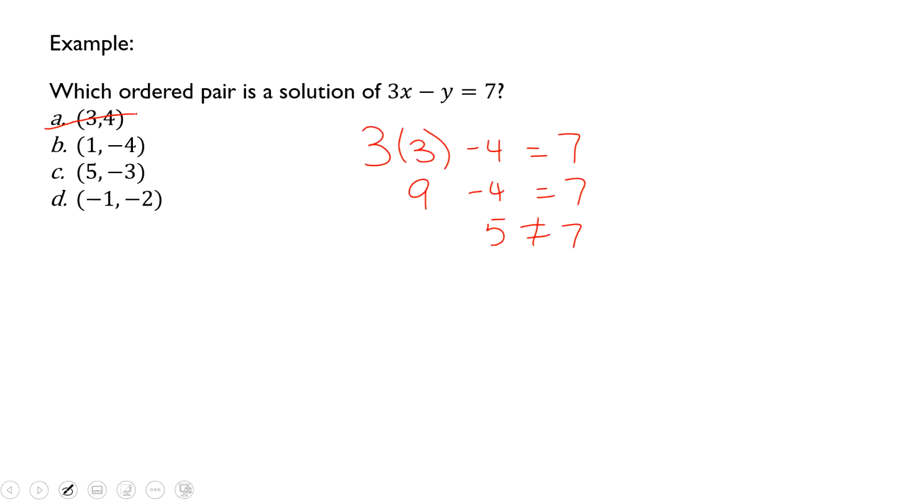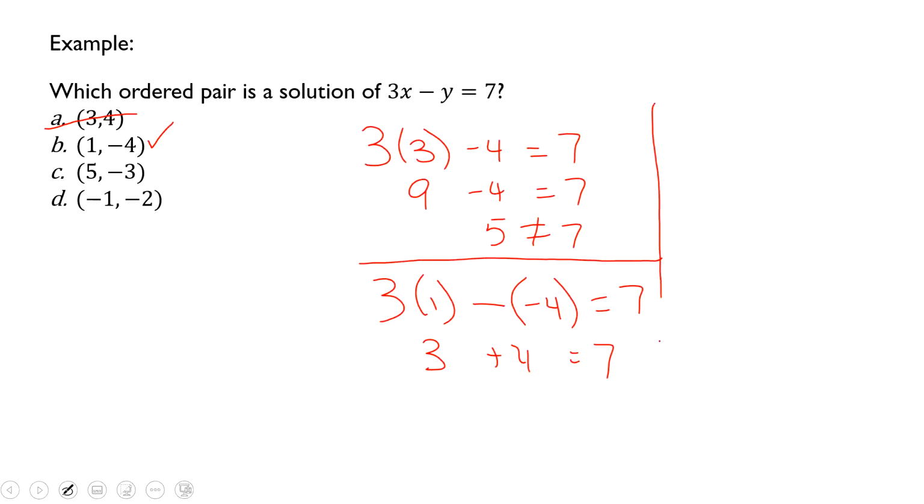You just do this for all of these. 3 times 1 minus, and make sure you're being careful with your signs. It's minus negative 4 equals 7. So this becomes 3 plus 4. That does equal 7, so this may be a possible answer. What I always do is check them all, just to make sure it's not one of those where there's more than one solution, because there's more than one possible solution for this equation. So that's our second one.